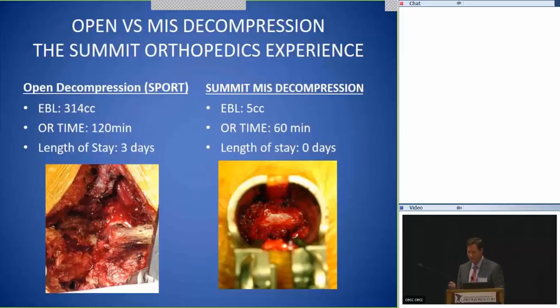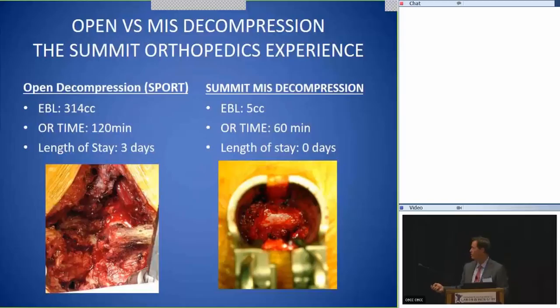A couple little slides to show you again minimally invasive versus open. This is our data. This is the way we do things. And so if you look at the SPORT trial that I was showing you earlier, they had an average blood loss for an open laminectomy of 300 cc's. Their operative time was 120 minutes. Their length of stay was 3 days in the hospital from a one-level open laminectomy.